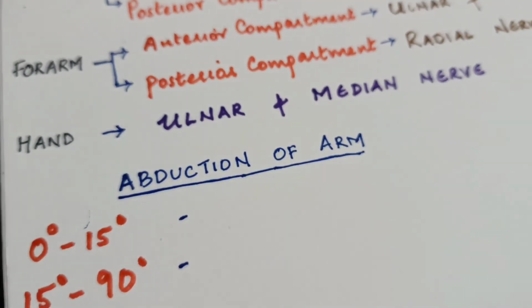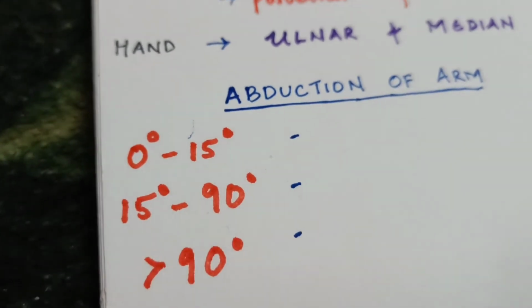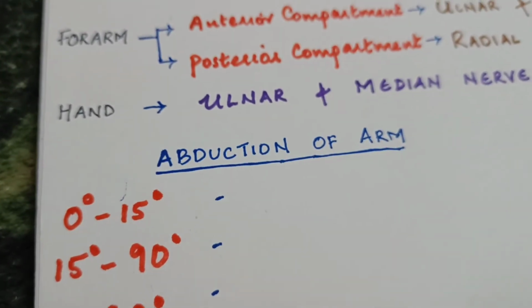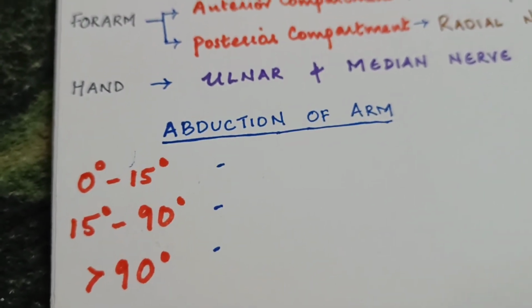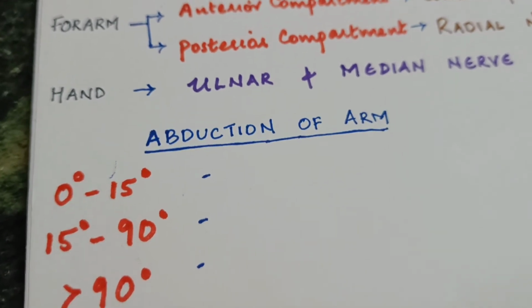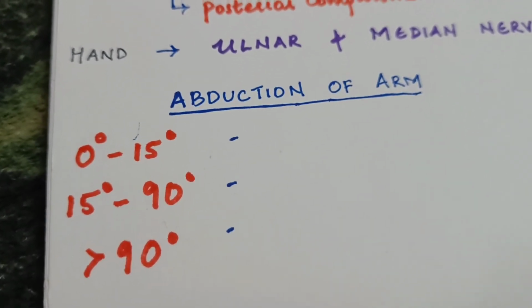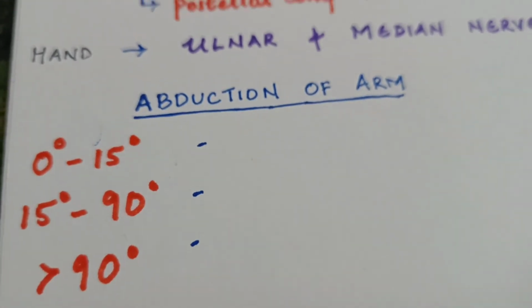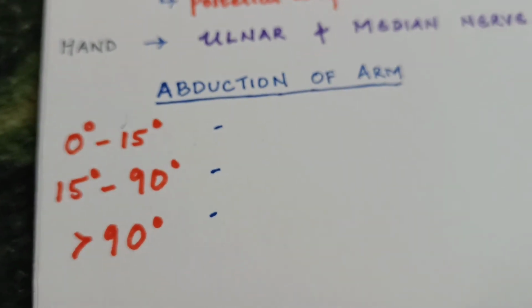An important topic is abduction of arm. From 0 to 15 degrees, the abduction of arm is supplied by some muscles. 15 to 90 degrees abduction of arm is supplied by some other muscles, and more than 90 degrees of abduction of arm is supplied by another muscle. So I will tell you which muscles are helping for this abduction of arm.